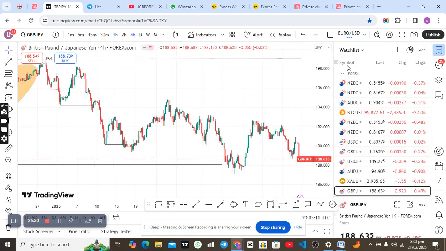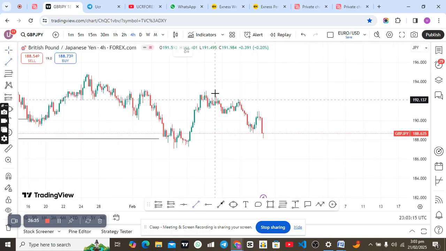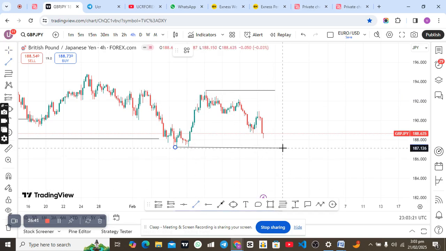Okay, so let's break down more particular parts again. You see, this particular place is what? External high. Here is what? External high. Here is what? External low. You can see there is an external low.